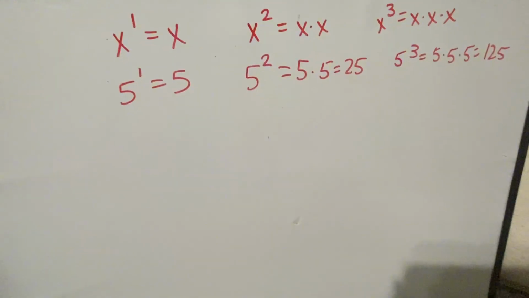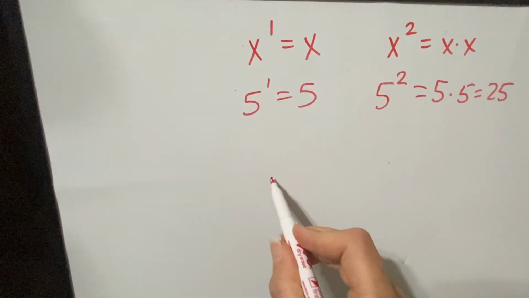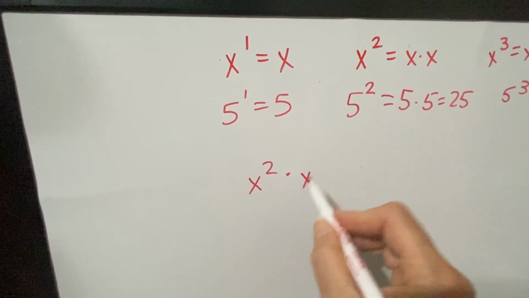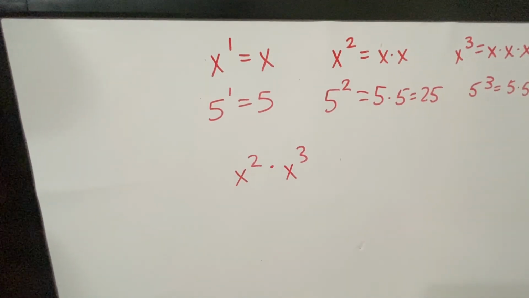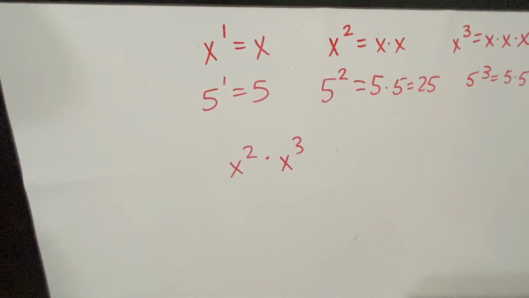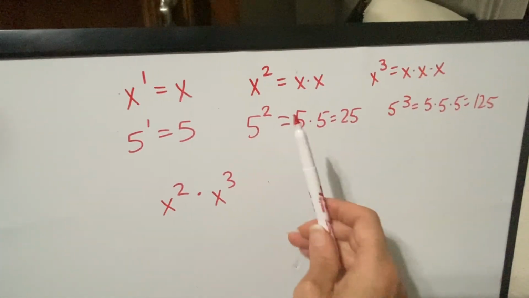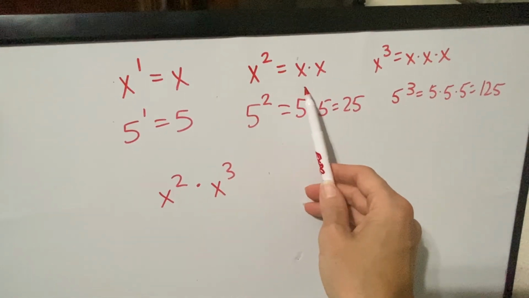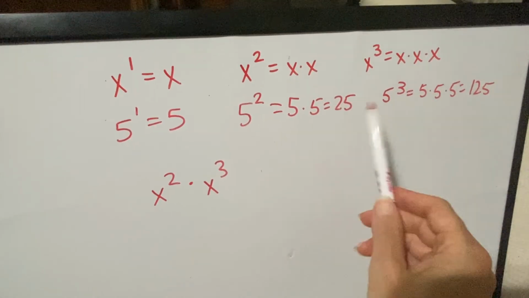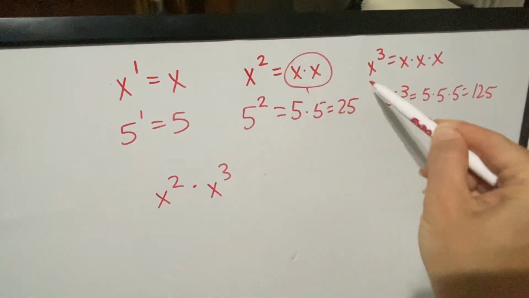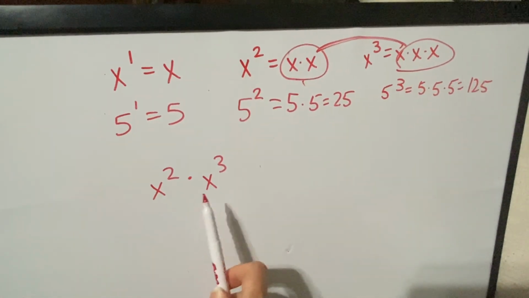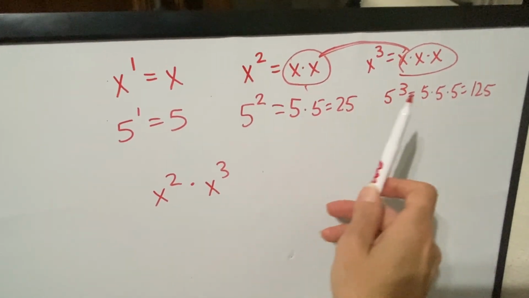Now, what do we have if we have something like x squared times x cubed? They want us to make it more simple. Let's go back up and look at this. Our x squared was x times x, and our x cubed was x times x times x. So if you multiply these two things together, that's our x squared times our x cubed.